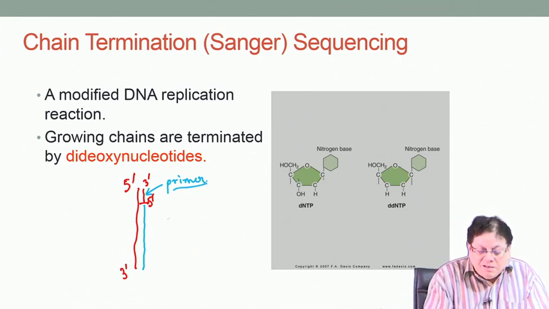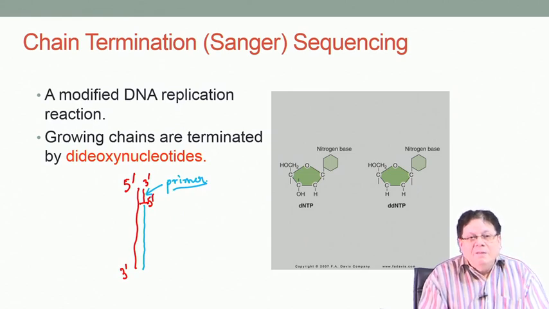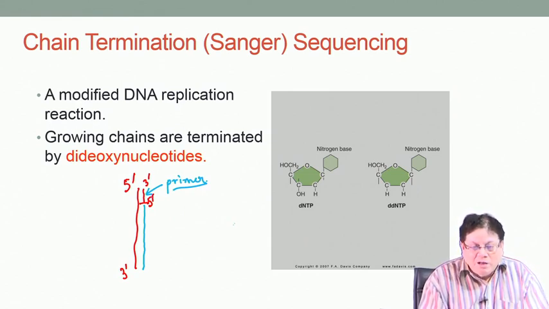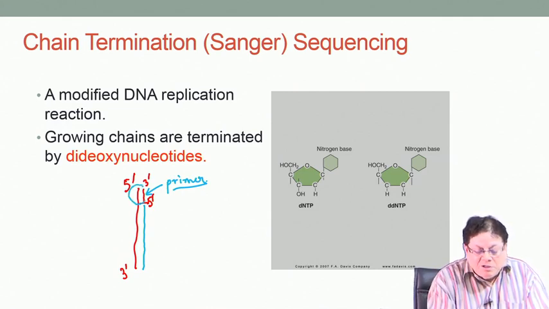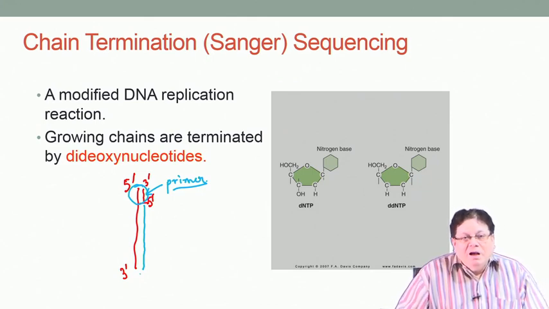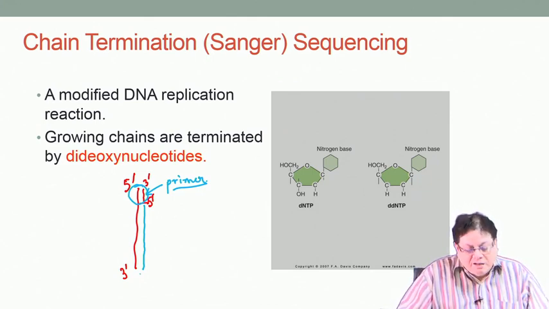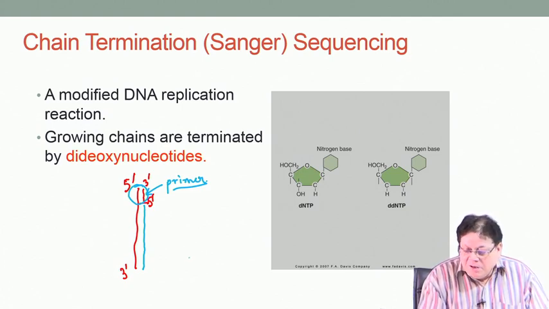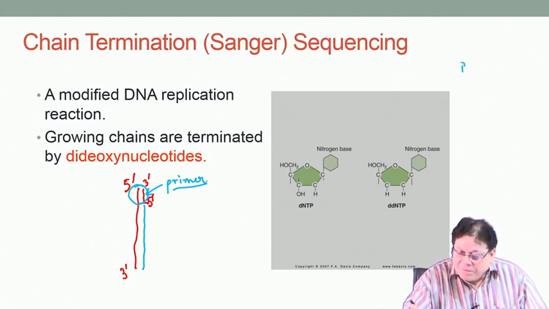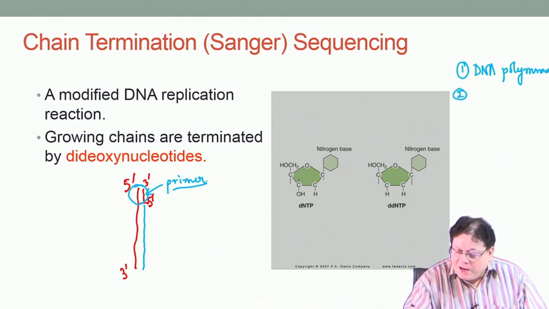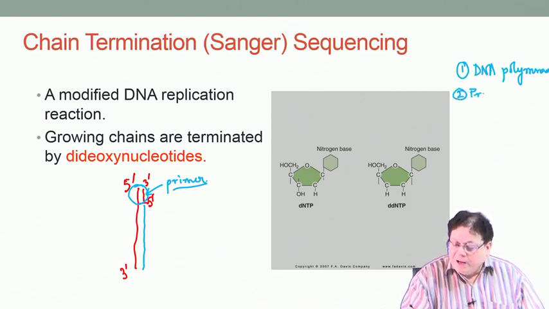Unless this primer is there, DNA polymerase cannot work. So, basically there must be a small segment of double stranded DNA, and then the remaining part can be joined together one after another by the DNA polymerase. So, in Sanger's method, first what you need is DNA polymerase, and along with DNA polymerase you also need a primer. Okay.